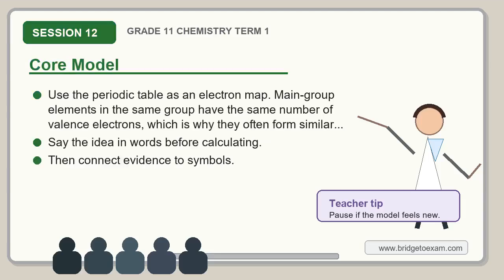The core model is this. Use the periodic table as an electron map. Main group elements in the same group have the same number of valence electrons, which is why they often form similar ions or bonds. Do not rush to an answer. Build the model first, then let the model guide the calculation or explanation.